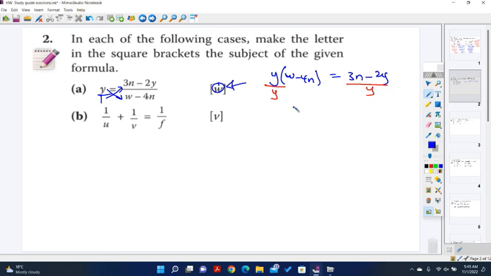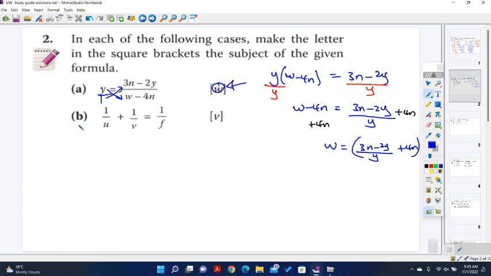So when I divide it, I'll end up with w minus 4n equals 3n minus 2y all divided by y. Now the next thing I have to do is get rid of this 4n, and what's combining it to the w is subtraction, and the opposite of that is addition, so I'll add 4n to both sides. So then I'll end up with w on its own is equal to 3n minus 2y divided by y, and then finally plus 4n. You don't have to simplify this because you've already expressed the w in terms of everything else.